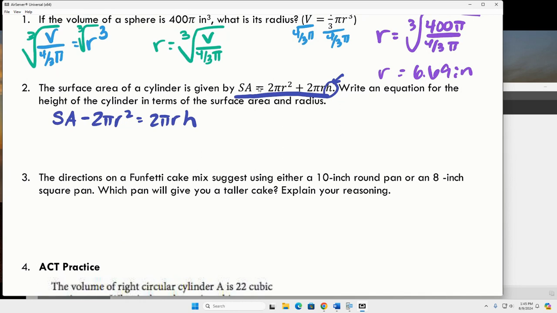Okay, now we're going to do all the stuff you guys wanted to do. So now I'm still trying to solve this for h. There are 3 things that are being multiplied by that, so I can divide by them all at the same time.